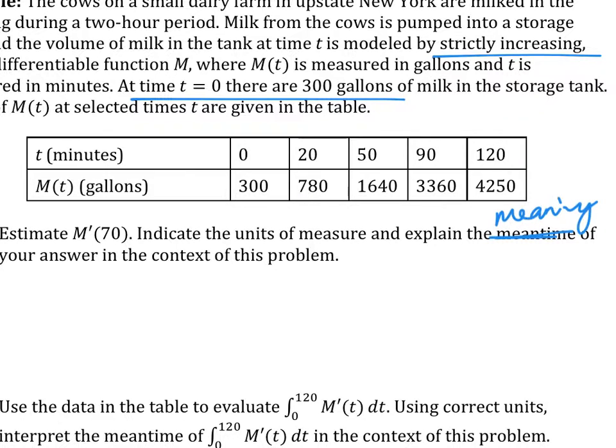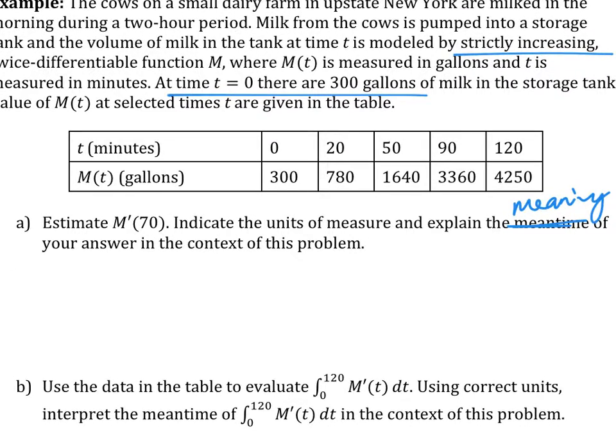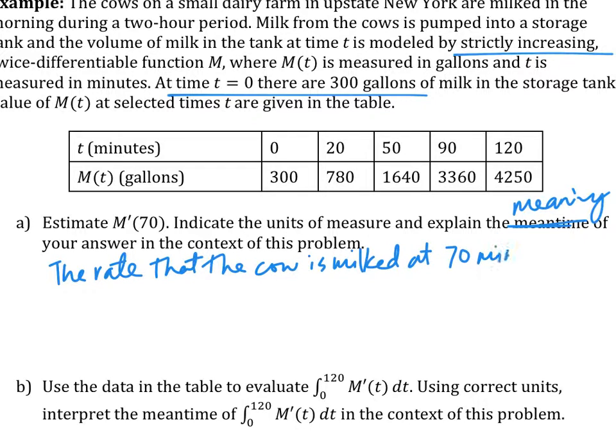First of all, what does M prime of 70 mean? The rate at which the milk comes from the cow at 70 minutes. Yes. So the rate that the cow is milked at 70 minutes. How do you find that? This is the tricky part.